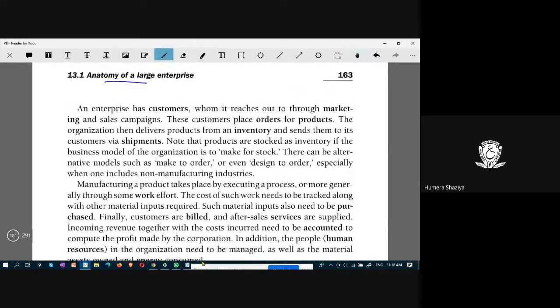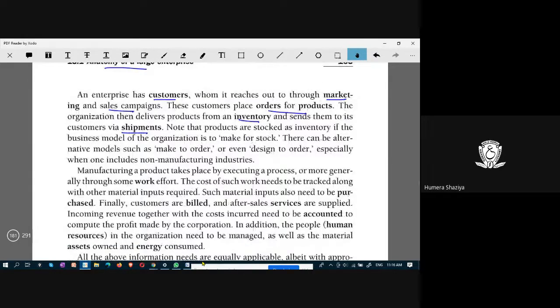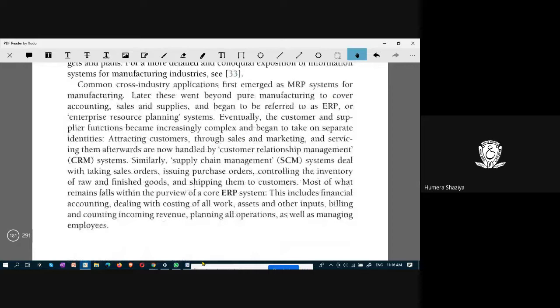If you go through this, this explains whatever I just discussed. An enterprise has customers whom it reaches out to through marketing and sales campaigns, and customers place orders for products. The organization then delivers products from an inventory and sends them to its customers via shipments. These are all described in the figure.